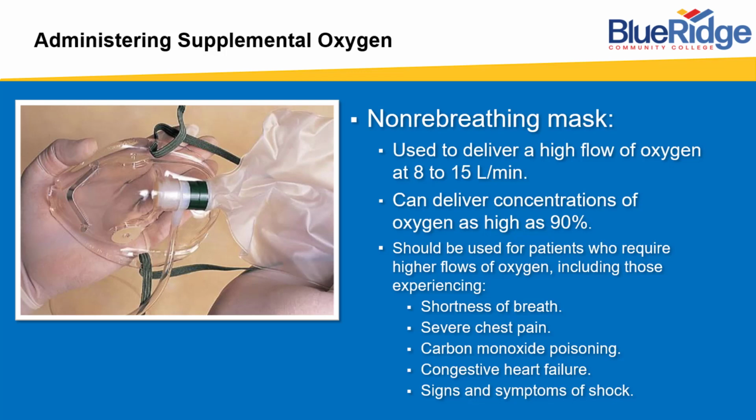Another thing that I should mention, when you're setting up your non-rebreather, you turn your oxygen on to, say, 12 liters per minute. Take your thumb of one of your gloved hands and cover this little one-way flapper valve in here for just a couple seconds. What that does is it quickens the filling of the reservoir bag, and it helps you also ensure that there is oxygen flow in the mask before putting this on the patient's face.